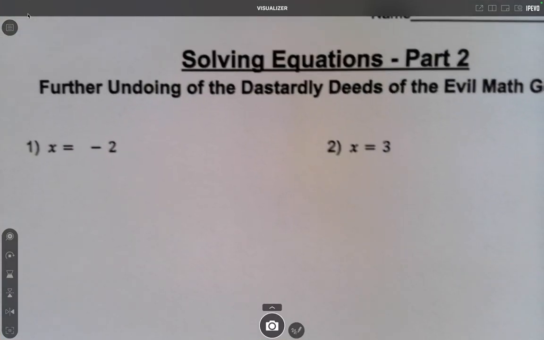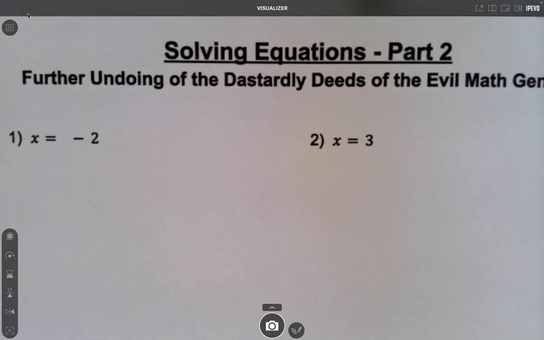So in solving equations part 1, we were undoing the dastardly deeds of evil math geniuses. Now we are further undoing the dastardly deeds of evil math geniuses. Because Jacques is not happy at how well you guys conquered the first section of this, so now he wants to do things to make them even harder. What a guy.